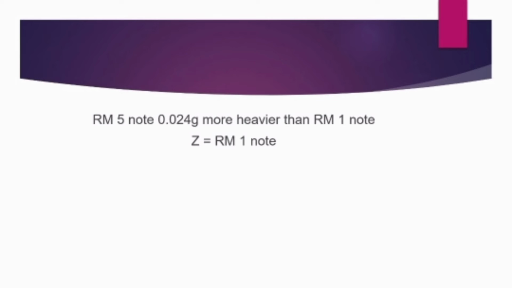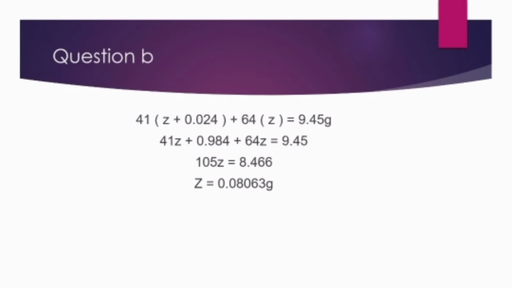From the question, we know that the RM5 note is 0.024 gram heavier than the RM1 note. So Z is a variable for the RM1 note. First, we need to calculate the value of Z. As we know, the total mass of Halim's notes is 9.45 gram. Then we can calculate the value of variable Z. So 41 times in bracket Z plus 0.024 plus 64 times Z equal to 9.45.